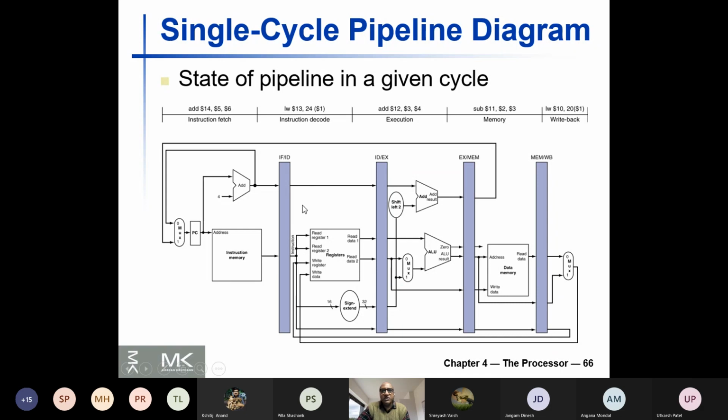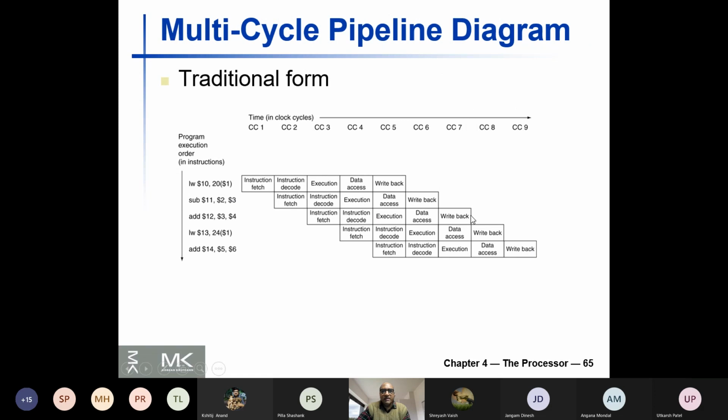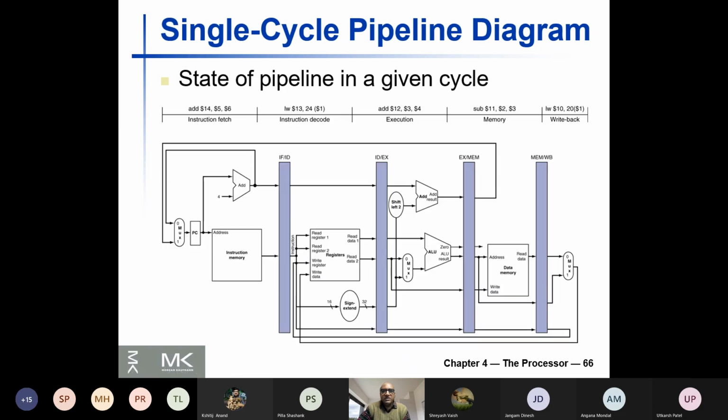As I mentioned, you can represent it in two ways. One is the previous one, where for every cycle we show all the data paths in a staggered, time-aligned way. Whereas here, in the single-stage case, you can see the whole data path, and the vertical portions correspond to the instruction at that particular stage.